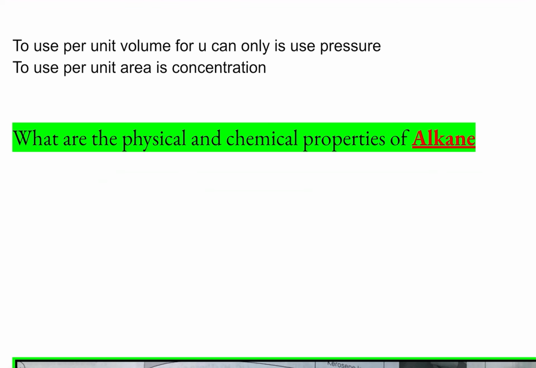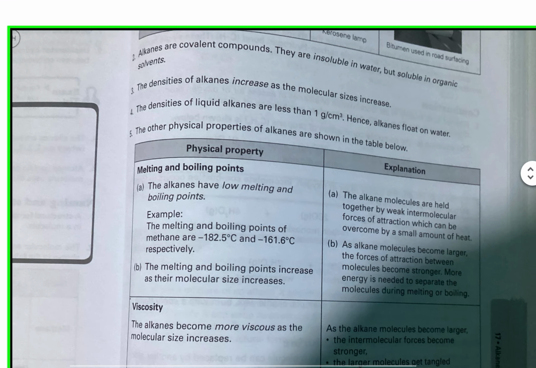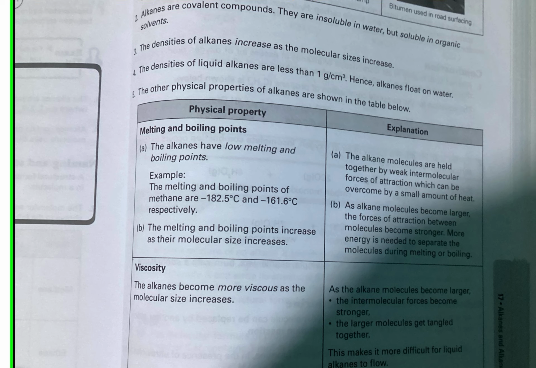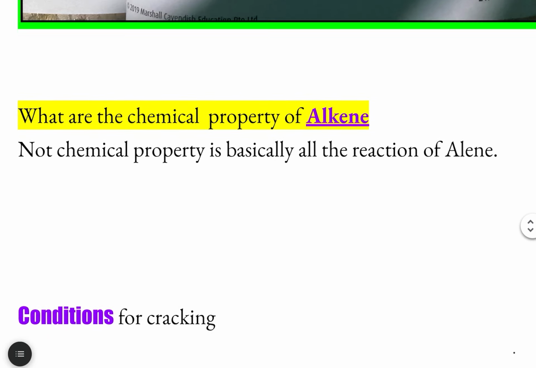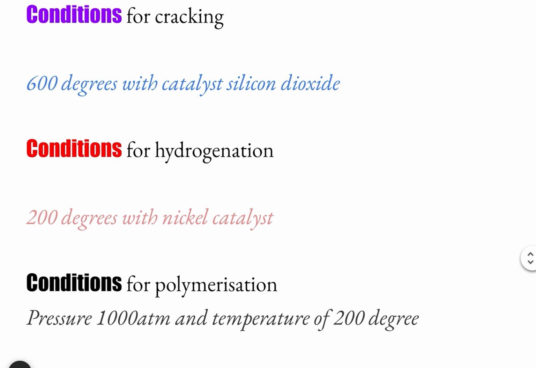Then look, correct, viscosity is here. The melting point and boiling point increase because the molecular size increases. Okay, so I think it's correct. My spelling is correct. Yay.